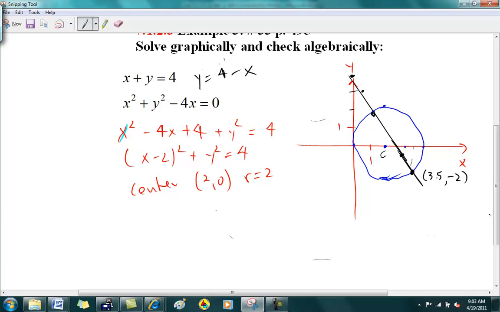So to do it algebraically, I'm going to use the substitution method. And from here, I get y equals 4 minus x. I'm going to take that and shove it in.